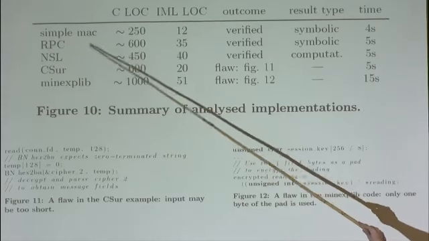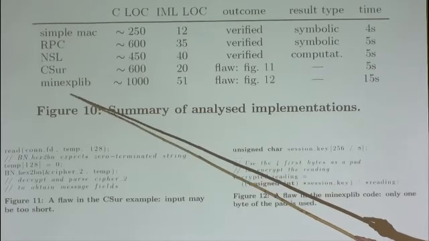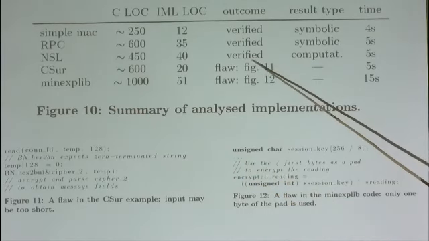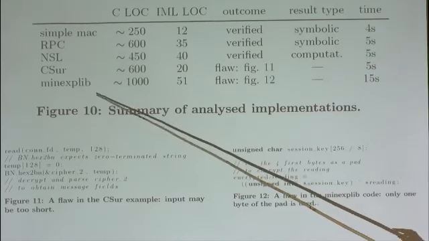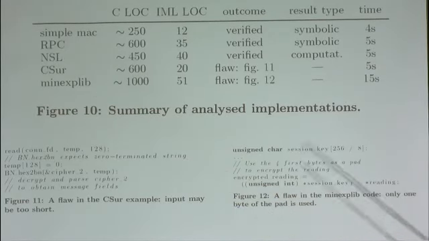We also looked at a range of other protocols: RPC, Needham-Schroeder-Low, and also a smart metering protocol. We were able to get some verification results in most cases pretty efficiently. In the case of smart metering, we discovered a flaw, which is a classic kind of C error.